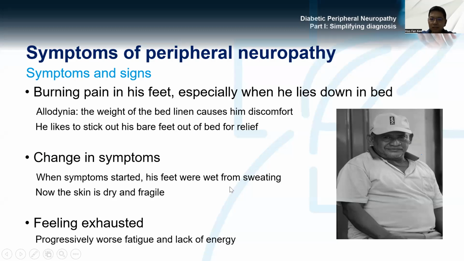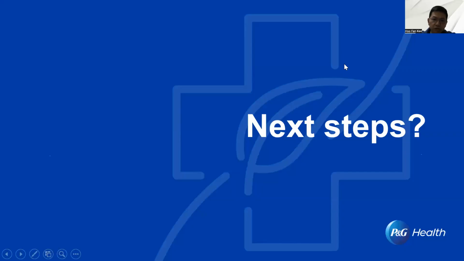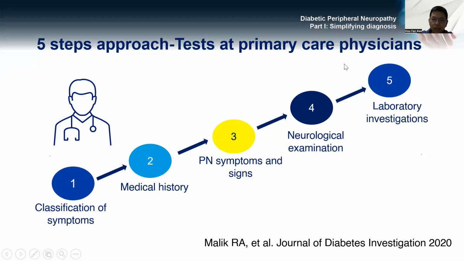When the symptoms started, his feet were wet from sweating. So this is autonomic dysfunction, one of the complications of autonomic neuropathy, and the skin is dry and fragile because of the autonomic neuropathy. Feeling very tired is concomitant, probably because of uncontrolled diabetes as well as this peripheral neuropathy. So what is the next step we can do after that?